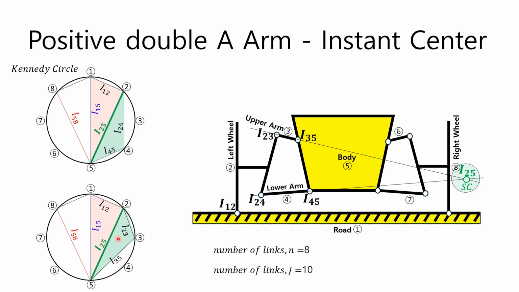Now that we have found the instant center I25, we can use it together with the instant center I58 that we found earlier to find the instant center I15 of body 5 with respect to the road 1.